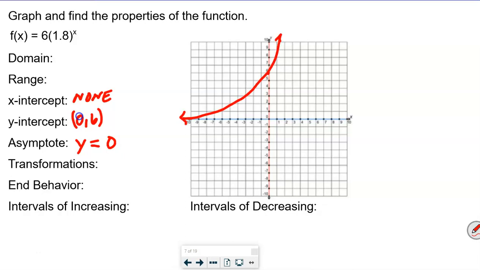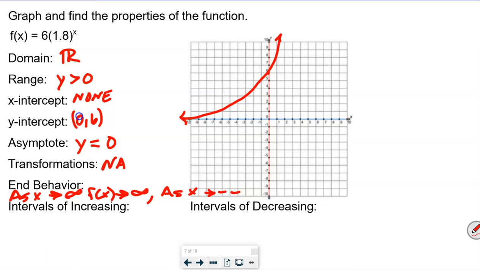It's a growth function. So what is the domain here? Again, so the domain is all real numbers. What about our range? Yes, y has got to be greater than 0. There's no transformations, but we're not doing that here. I say, as x approaches infinity, so as I go right on this graph, where's the graph headed? F of x, which is y, is approaching infinity, isn't it? And then as x approaches negative infinity, where's the graph approaching? F of x is going to approach 0. Because remember, we got an asymptote here again, right?